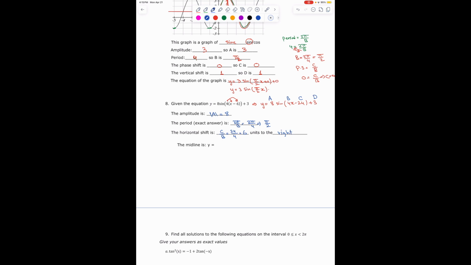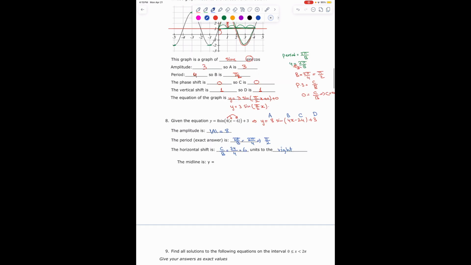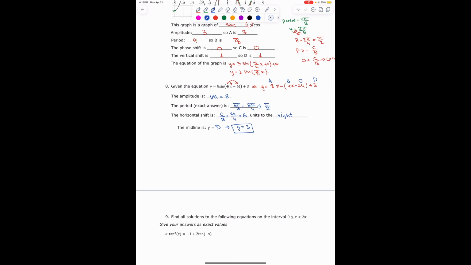The midline is y equals the vertical shift, so d, and that will lead to y equals 3 as the midline. And we found all of the information.